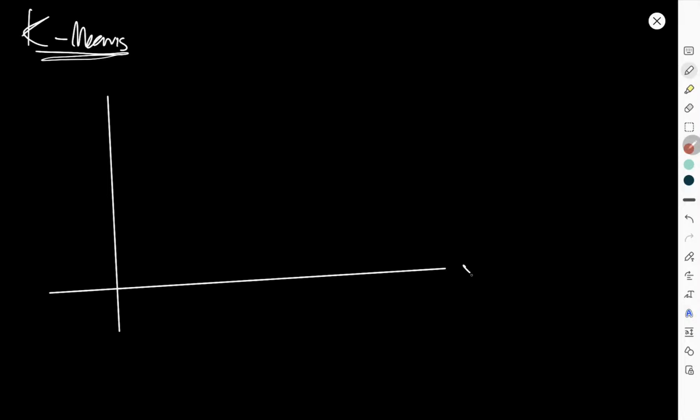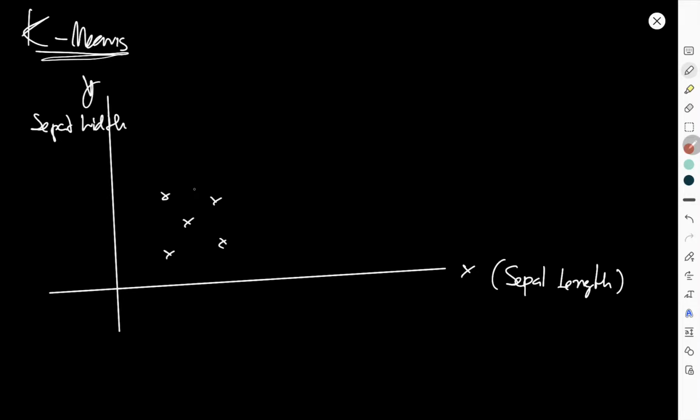This is k-means. The idea is quite simple. We will use k clusters. K means k clusters. So we start with the space of examples. You can imagine that we have x and y, or that we use just the sepal length, for example, and sepal width. And we have data like this.